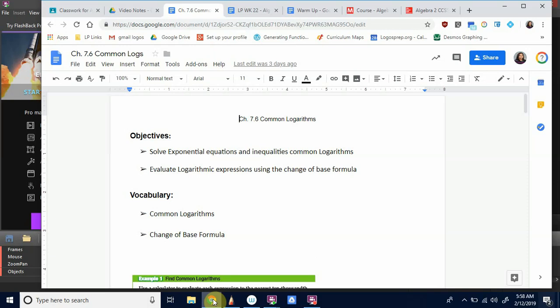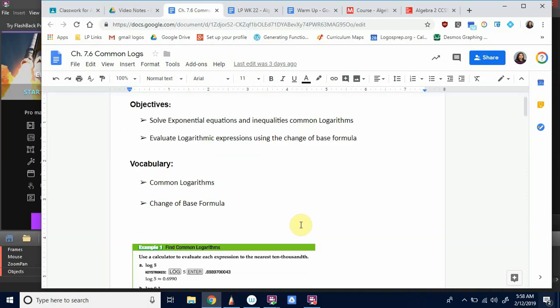Hello, this is chapter 7.6, Common Logarithms. So our objectives here: so far we've simplified expressions and solved equations with properties of logs. Now we're going to solve exponential equations and inequalities using common logs, and we're going to evaluate logarithm expressions using the change of base formula.